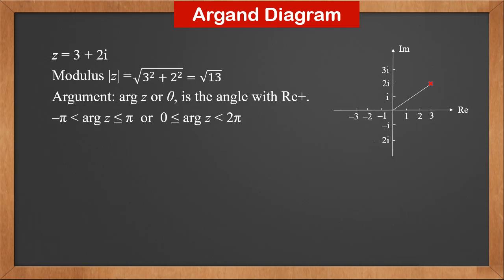The argument value is in radians. It is either greater than -π and less than or equal to π, or greater than or equal to 0 and less than 2π. You may use either interval, unless the question specifies otherwise.